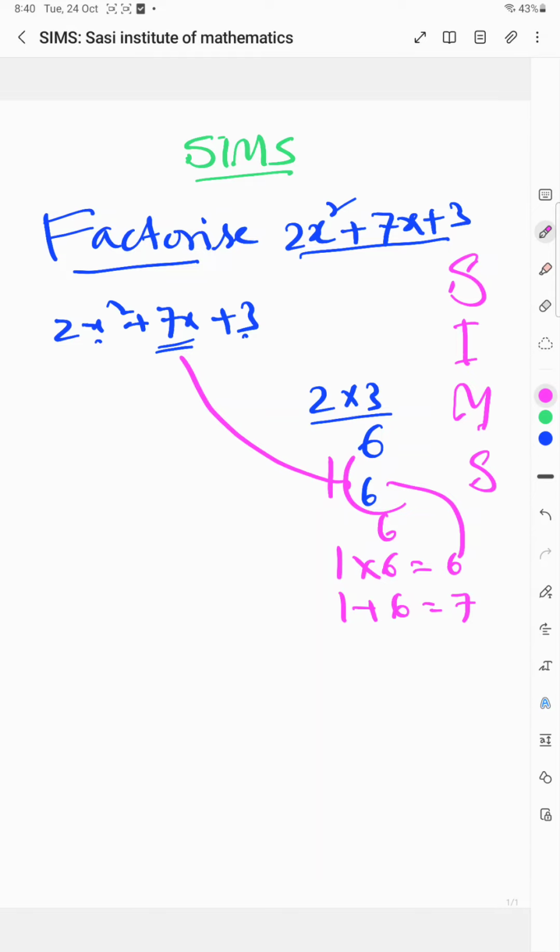If you factorize, multiply the x square coefficient and the constant, and take 6. That 6 will be adjusted in the middle. So 1 into 6 is 6, and 1 plus 6 is 7. So that's why 2x square plus 6x plus 1x plus 3.